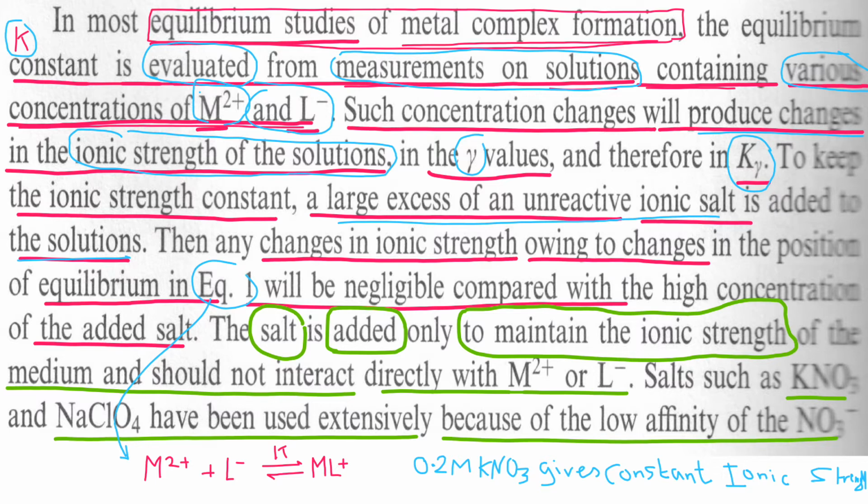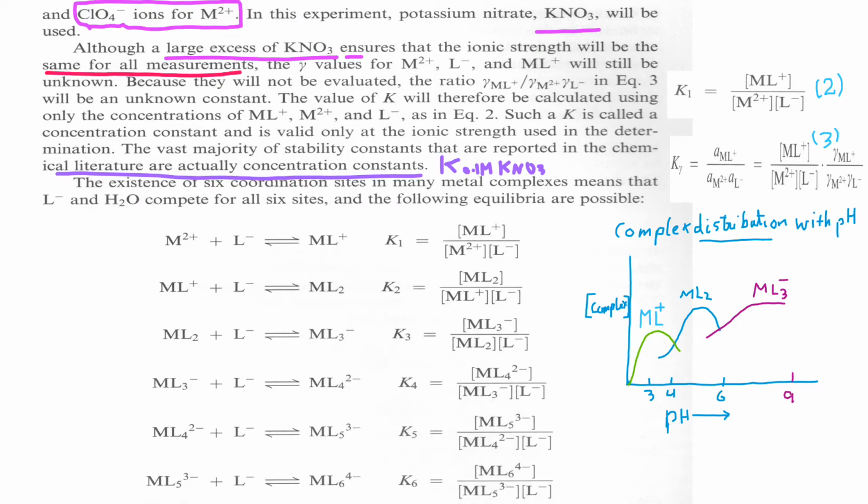added to the solution. Then any changes in the ionic strength owing to complexation, as you can see in the equilibrium down there, M2 plus plus L minus gives ML plus, will be negligible compared to the high concentration of the added salt. The salt we add to maintain the ionic strength constant does not interact with the metal ion or the ligand. These salts, like KNO3 and NaClO4, are used because NO3 minus does not interact with the ligand, and ClO4 minus does not interact with the metal ion.